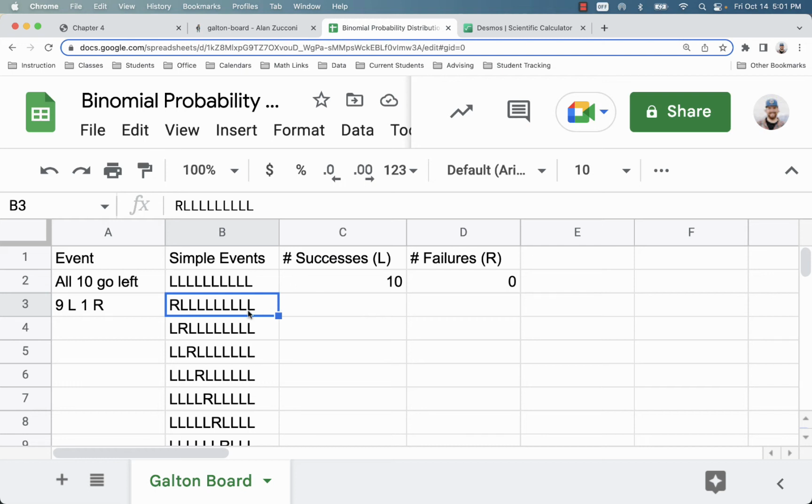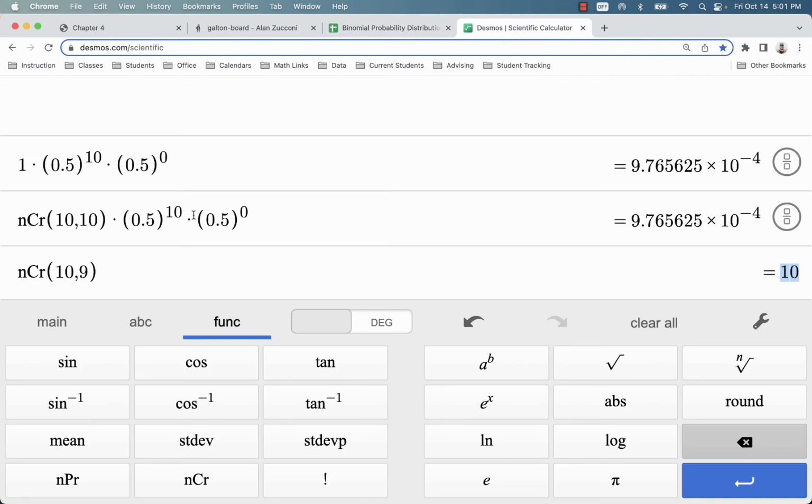So this is 0.5 to the 9th power and 0.5 to the 1st power. Essentially 9 successes and 1 failure. Still adds up to 10 trials. Since all of these are 0.5s, we're just shifting around the exponent a little bit.